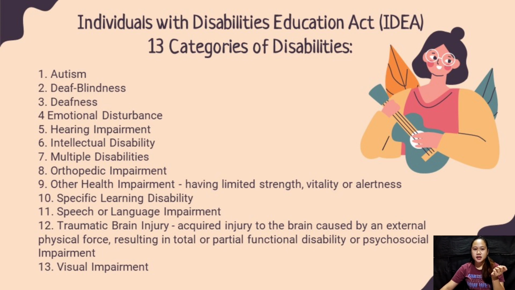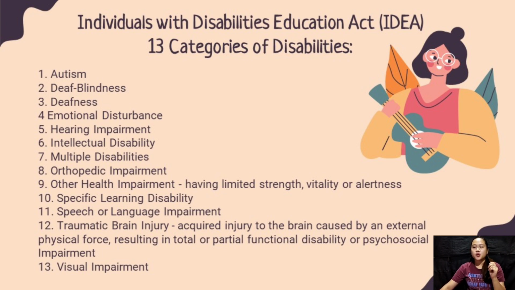So number 9 is other health impairments. Other health impairment is having a lack of strength, vitality, or alertness, including alertness to environmental stimuli, resulting in a lack of alertness in the educational environment. An example of this is attention deficit hyperactivity disorder, or ADHD.